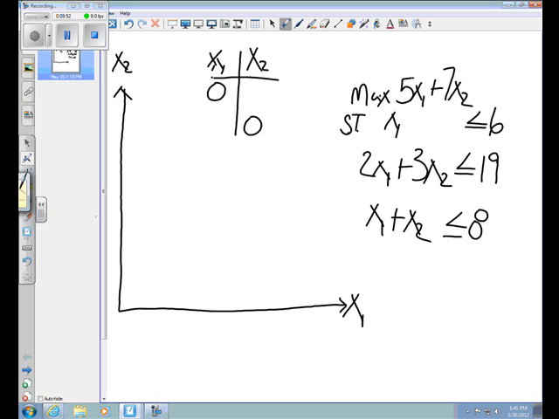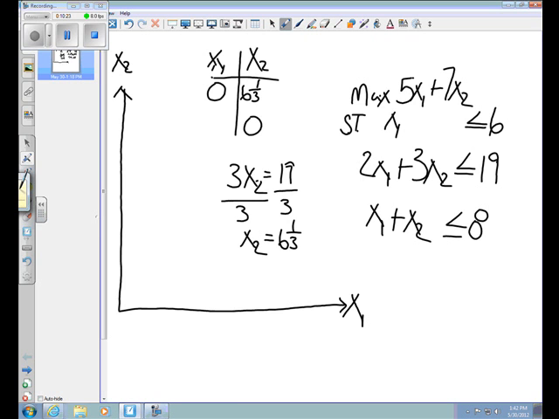with 3x2 equals 19. So if I have 3x2 equals 19, and I divide each side by 3, then I'm left with x2 equals 19 thirds, which is, of course, 6 and 1/3. Okay? 6 and a third there. So if x1 was equal to 0, that means that x2 is 6 and 1/3.